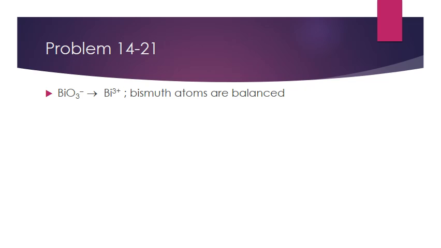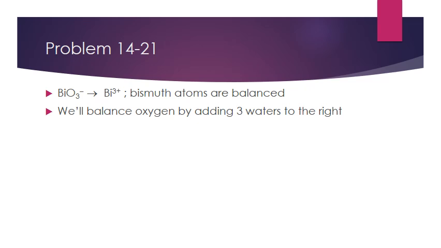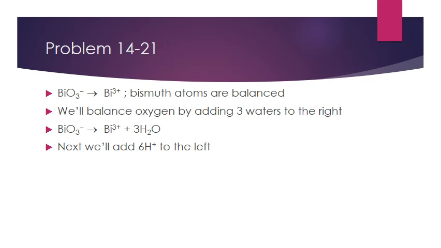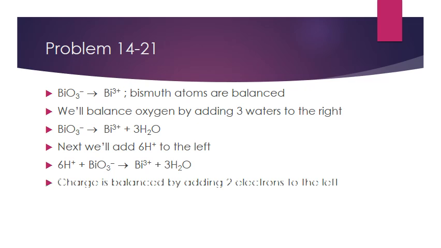Now the next half reaction. The bismuth atoms are already balanced. Balance oxygen by adding 3 waters to the right. Add 6H+ to the left to balance the 6 hydrogens that were on the right. Charge is balanced by adding 2 electrons to the left. We've got a +3 on the right, +6 minus 1. We have to add 2 electrons to the left.